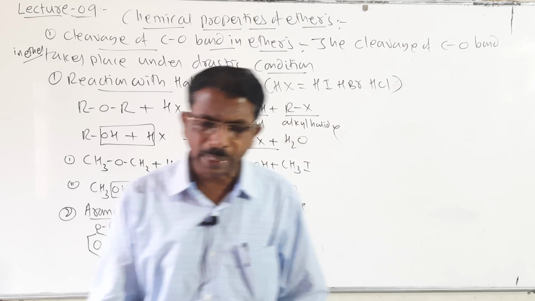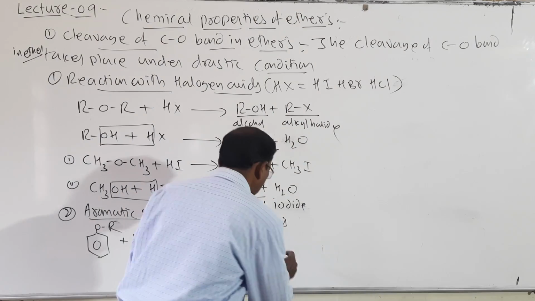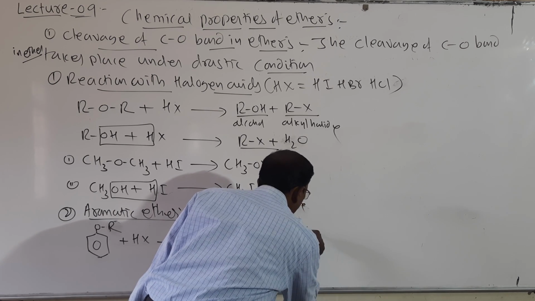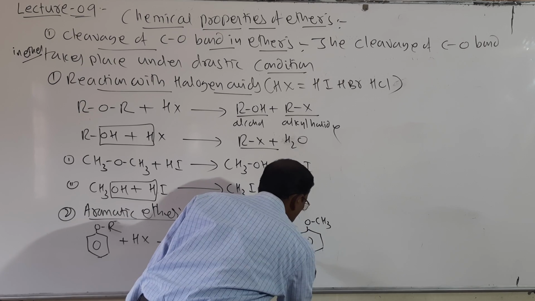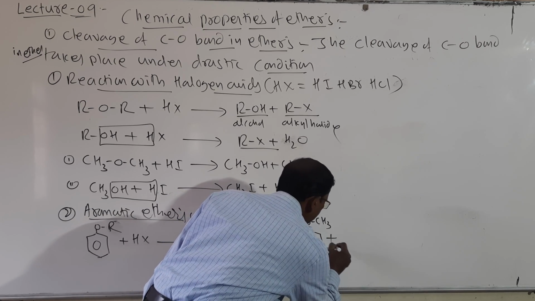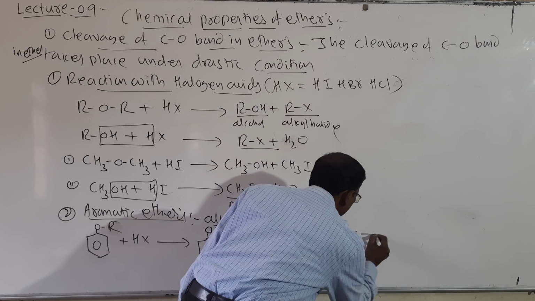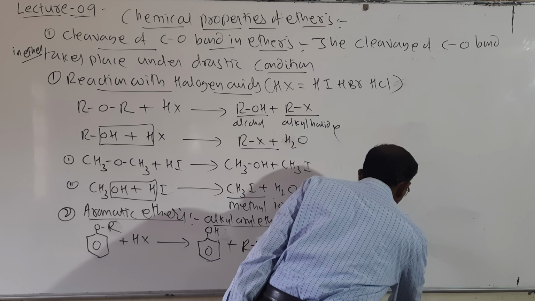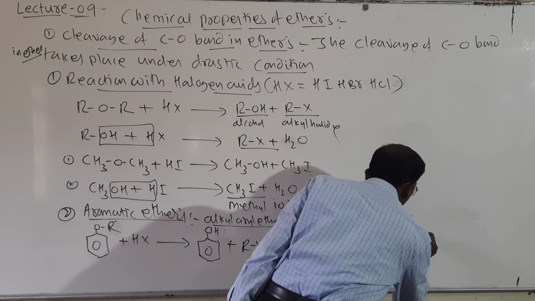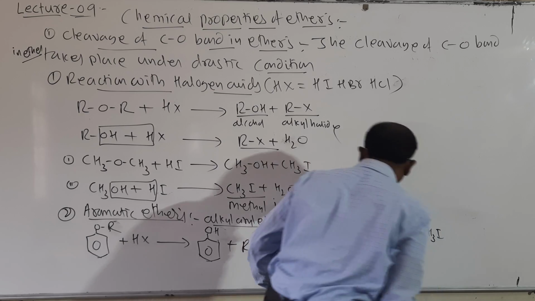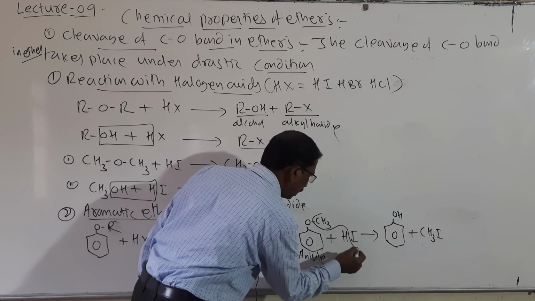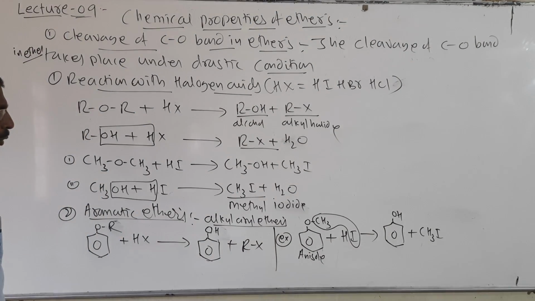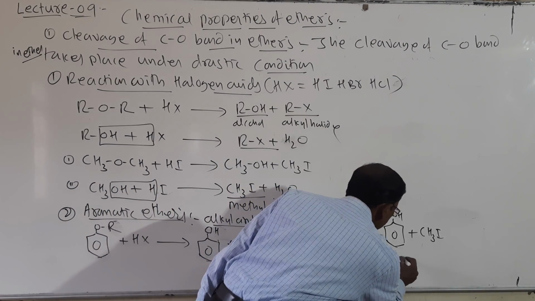And you may also write an example here. Anisole, OCH3, when treated with hydrogen iodide, gives phenol plus methyl iodide. Look here students, phenol is formed, along with methyl iodide.